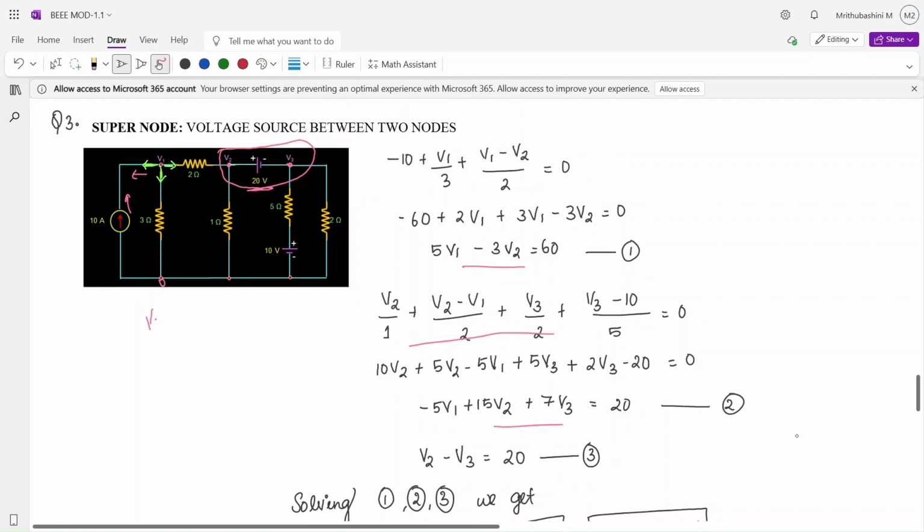I hope it is clear how to solve a supernode. When you have a voltage between these two nodes, then that is called a supernode. And when you find a supernode, it's very simple. It's just like a normal nodal analysis. You just have to combine two nodes of the nodal analysis together and write it out. I hope this question is clear.